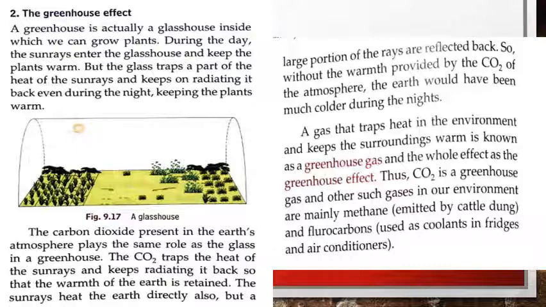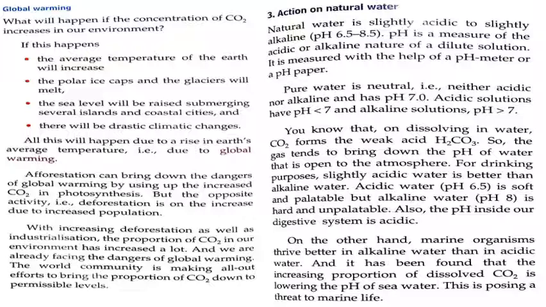which is emitted by cattle dung, and fluorocarbons used as coolants in fridges and air conditioners. So these are a few examples of greenhouse gases. There are some others also, but over here these three are mentioned. So you should keep in mind how they are produced and where these are used. Our next topic is global warming.